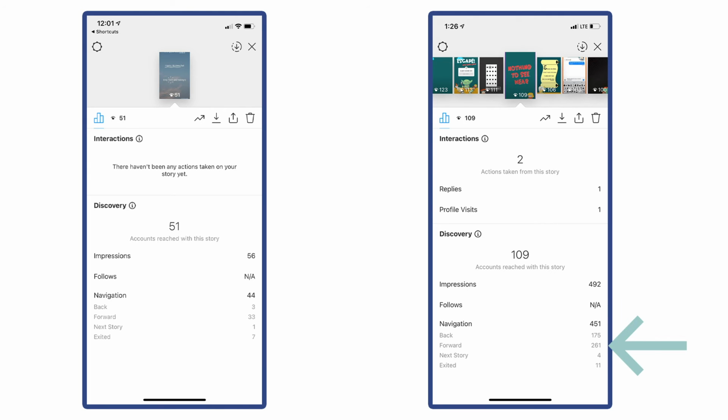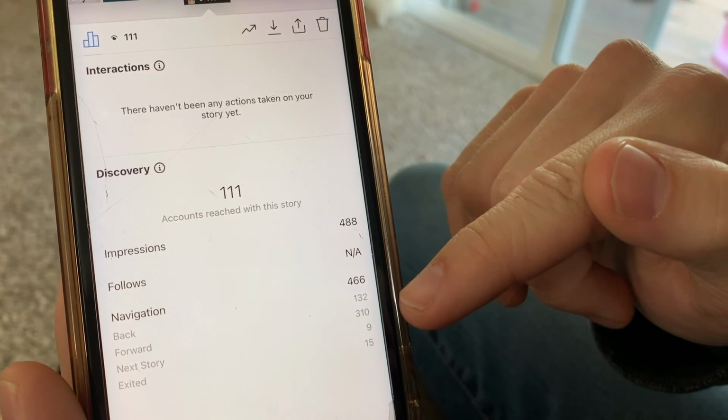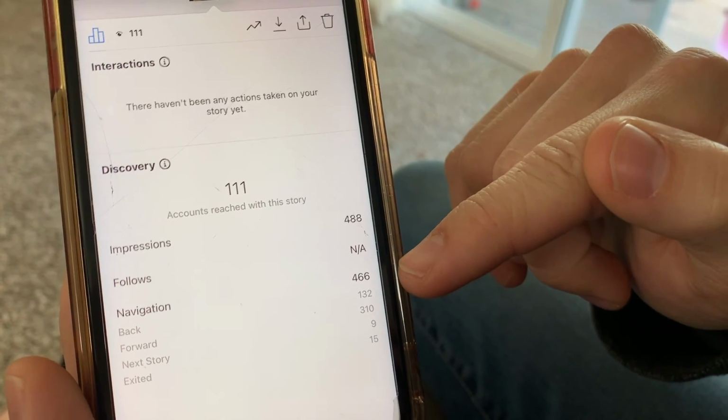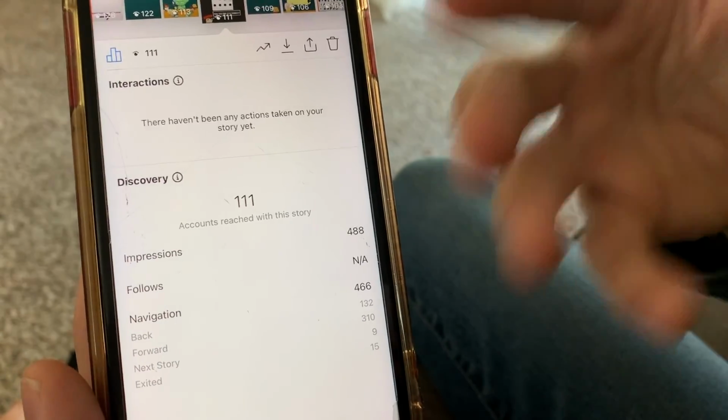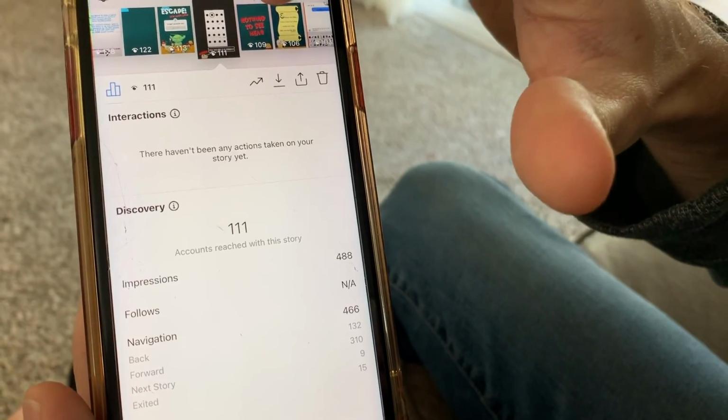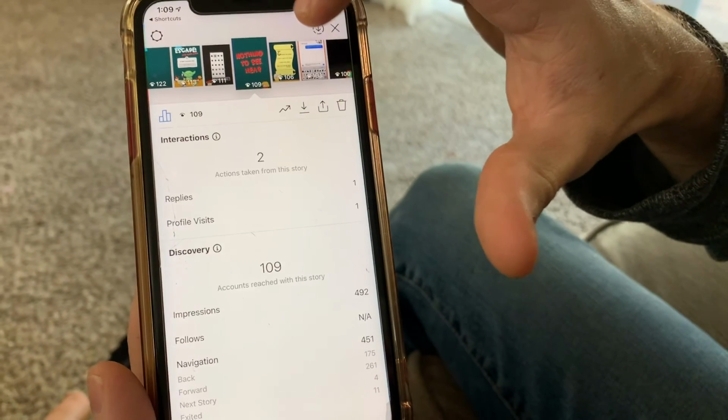and then some of them exited and some of them went to the next story. And this is just one of 10 of the stories that we posted for this particular escape media game, and each one of these had about the same amount of interaction. We had close to 475 impressions from each story.